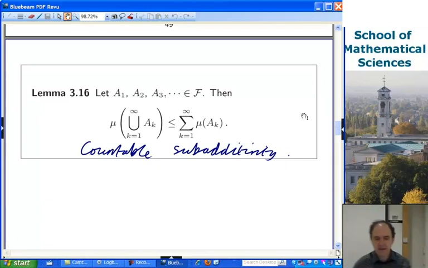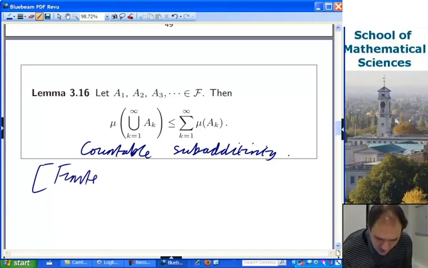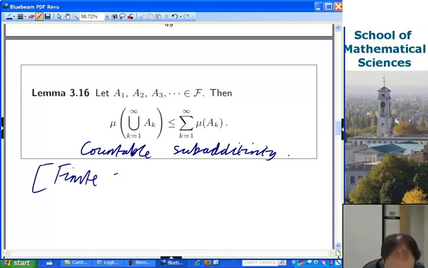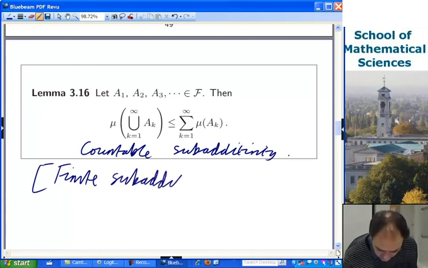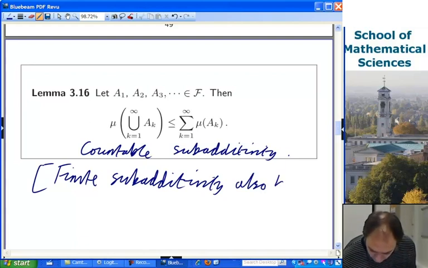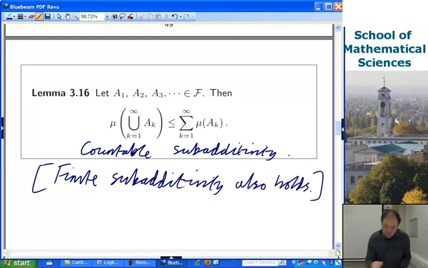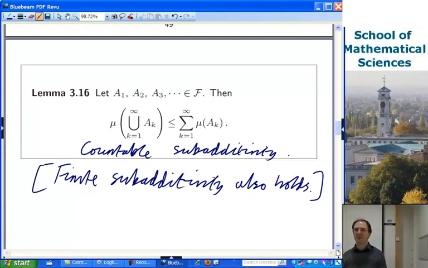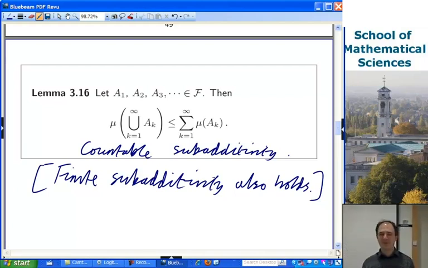So this says that, and of course this actually works for finite ones as well. As usual, you can use the empty set and get finite subadditivity. You can work out for yourself what finite subadditivity means. To prove finite subadditivity, you can deduce it from countable subadditivity in the usual way by throwing in lots of empty sets, or you can prove it the same way as I'm about to prove this one.